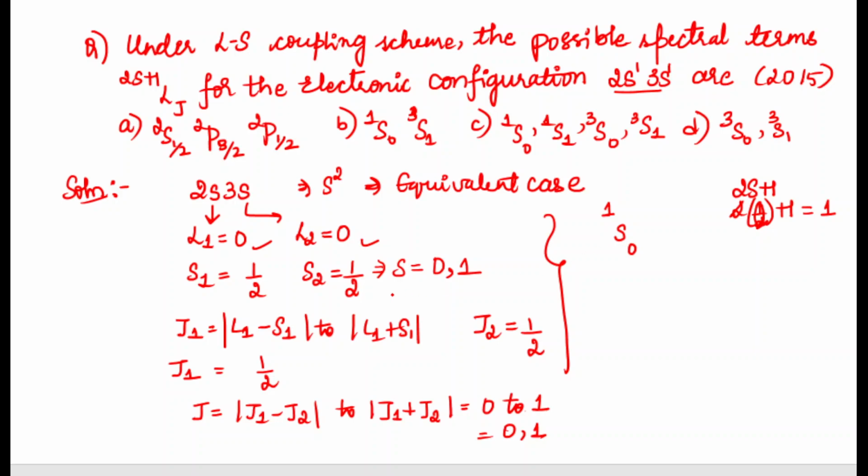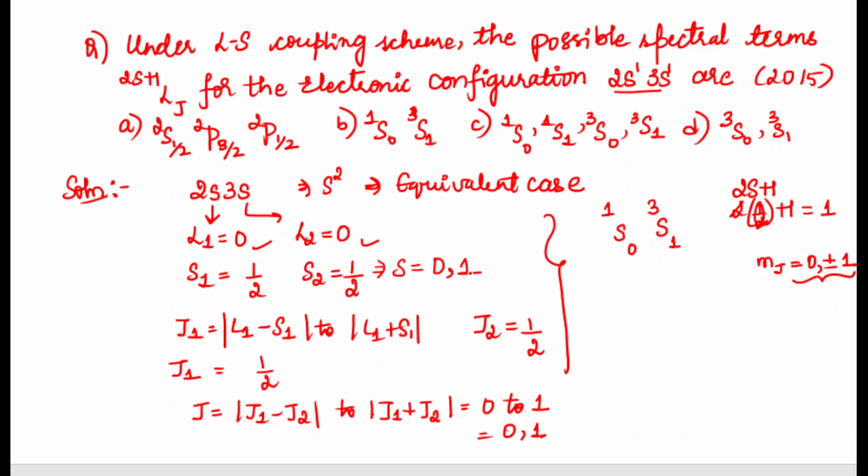And if S is equal to 1, what are the values of J? The values of J are 1. So the value of J is 1, which means mJ will take the values 0 and plus or minus 1. I hope this concept is very clear to you. Again, I'm going to explain. This is S1 and S2. We got half and half. But the total spin we need to find. The total spin is nothing but the magnitude from half minus half to half plus half. So the magnitude of half minus half is 0, and the magnitude of half plus half is 1.